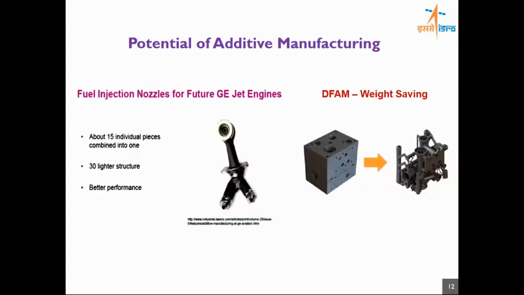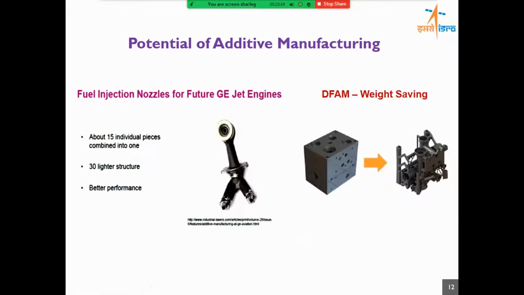So coming to the potential of additive manufacturing, this is one of the examples which many speakers would have shown, or at least I think Professor Deepa had shown in her presentation. This is nothing but 15 individual parts combined into a single part, and by doing this they could achieve a 30% weight savings and also a better performance.